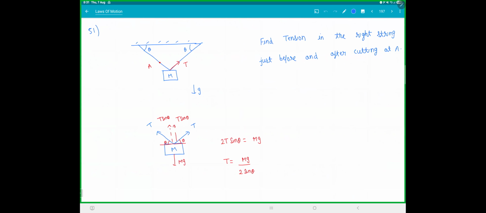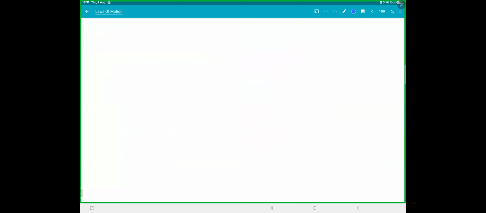This was the last thing that we did. Let's see one more like this before going ahead. So we have two springs connected to a block like this, initially at rest. Now you cut one of the springs. Find the acceleration of the block when the spring is cut.